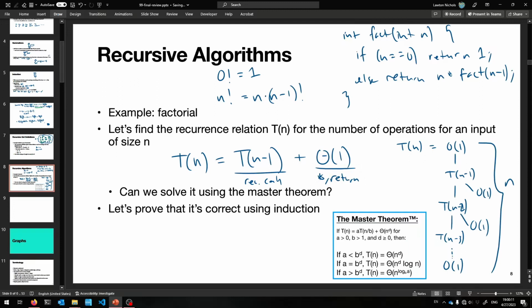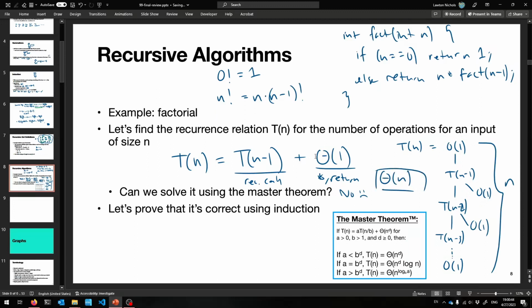Let's see here. Can we solve it using the master theorem? Does it look like a times T of n over b? No, it's n minus 1, sadly. So no, we can't use the master theorem. Sad day, but we can do it ourselves. We can use this tree, and it's n levels, constant work at each level. So it's n times a constant, which is going to be Theta of n. That's going to be our analysis.